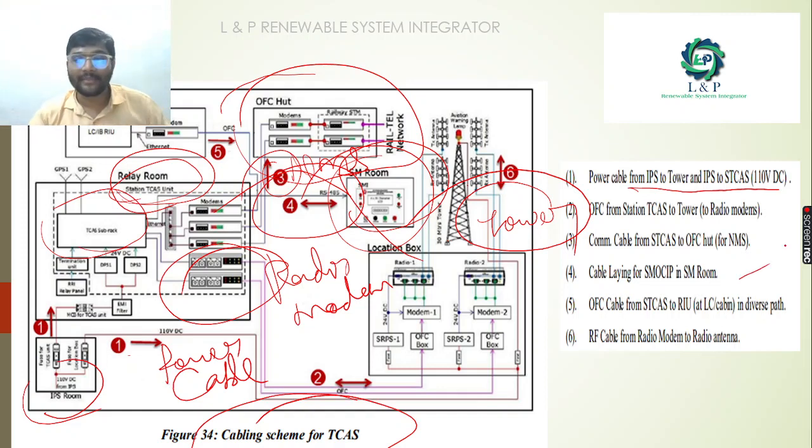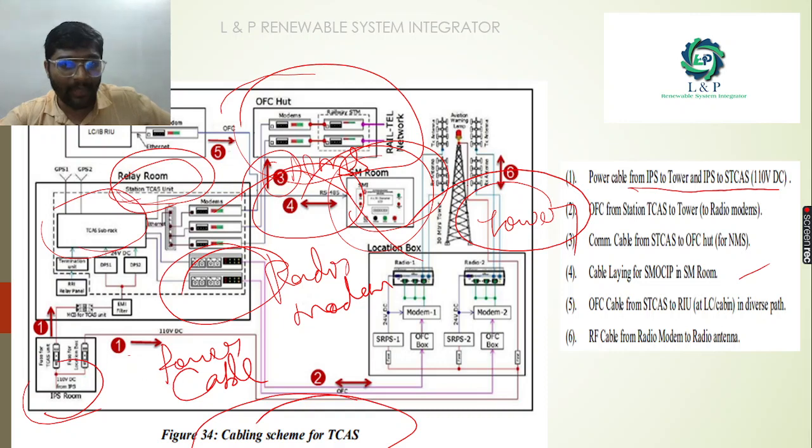Next, the fifth is going to be the OFC cable from the station train collision avoidance system to the RIU, that is the remote interface unit. As you can see here, we have remote interface units inside it.